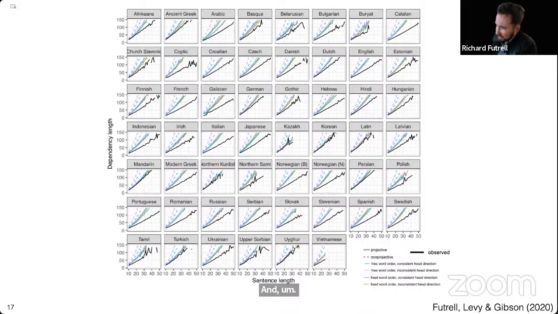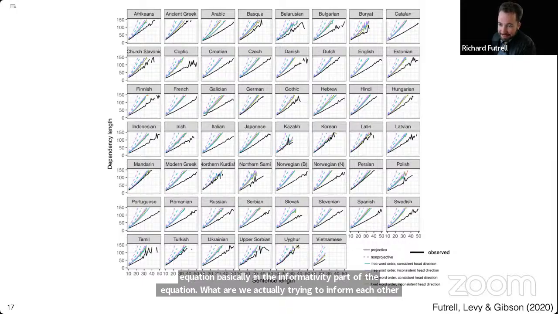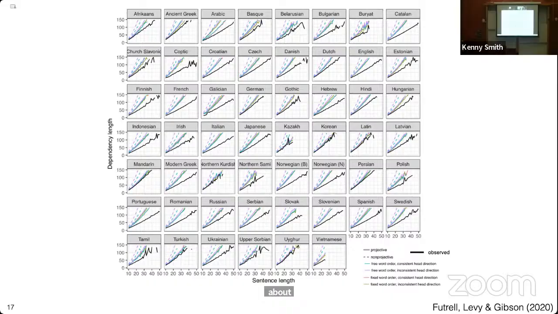But going in the other direction, I think the other kinds of pressures you would get would be basically pressures on what meanings you're expressing. And that's where you start getting into how language is used for things like social signaling. I think there's a lot to be worked out on that side of the equation. Basically, in the informativity part of the equation, what are we actually trying to inform each other about? I think there's a huge amount of interesting work to be done there. Thanks.